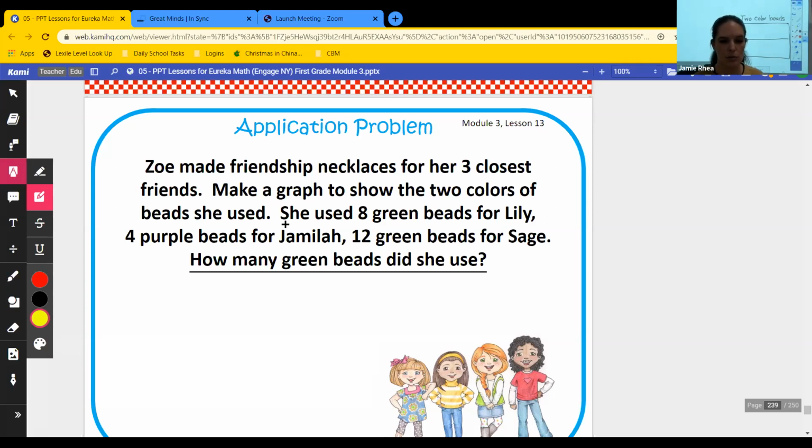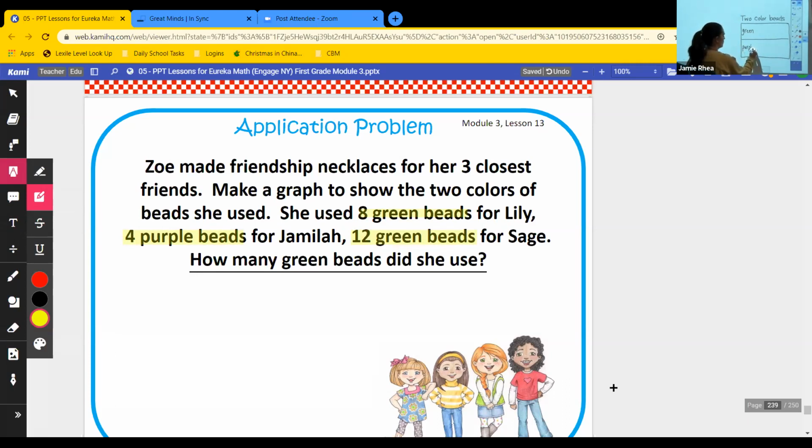Now let's look for more clues. She used 8 green beads for Lily. Oh, 8 green beads. That's important to know. 4 purple beads for Jamila. 4 purple beads is good to know. That's important information. And 12 green beads for Sage. Oh, that right there, 12 green beads is important. Okay, so now we know that we're going to be using green and purple.